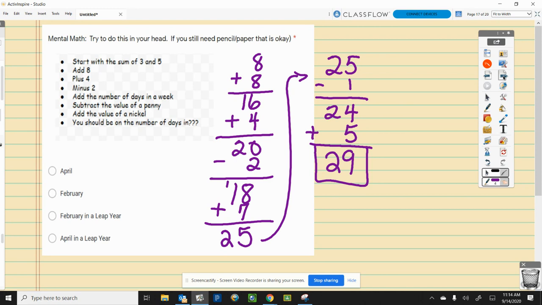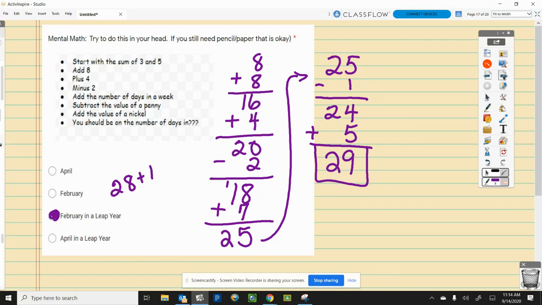Well, April has 30 days. February has 28 days. There is no such thing as April in a leap year. But I know that every February has 28 days, but then on a leap year, it adds one more day. So my answer would be this third one.